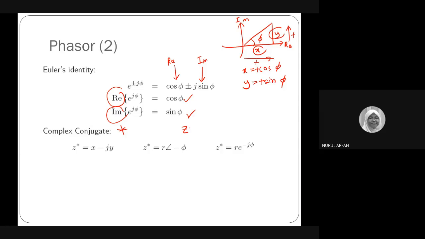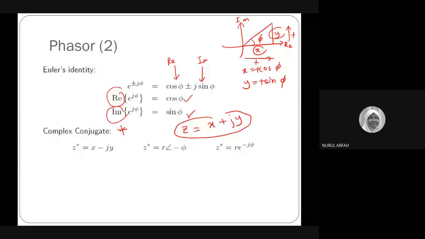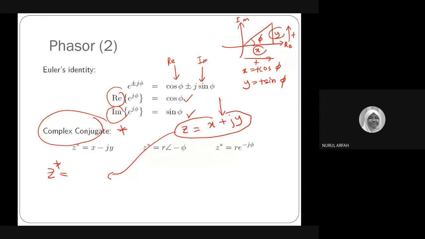So let's say you have a signal of x plus jy. This is without the asterisk, okay? If you want to represent this in terms of the complex conjugate, then you need to have a z with an asterisk, and the sign here you need to reverse, or take the opposite. So x minus jy.